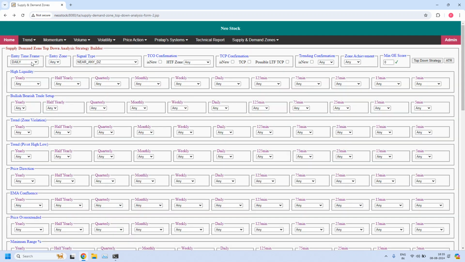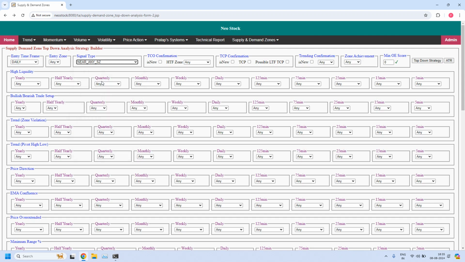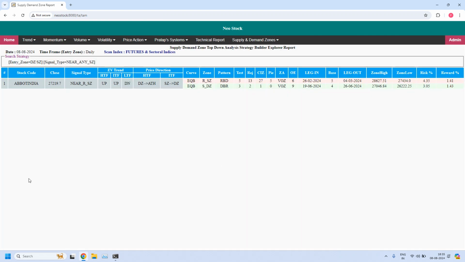Okay, the next report is for daily time frame. Let us find the stocks near daily supply zone. Only 1 stock is filtered, but this is already pierced 5 times. So it's not valid, but there could be something above this supply zone, might be acting as a bull trap or bear trap.